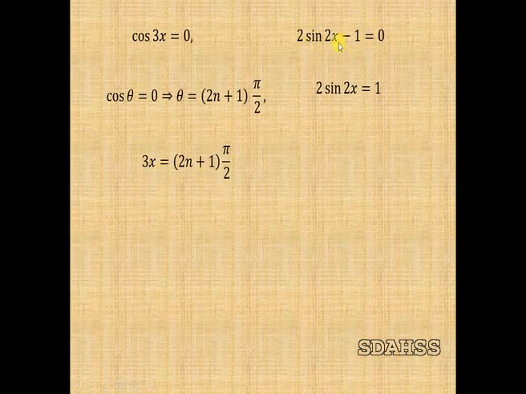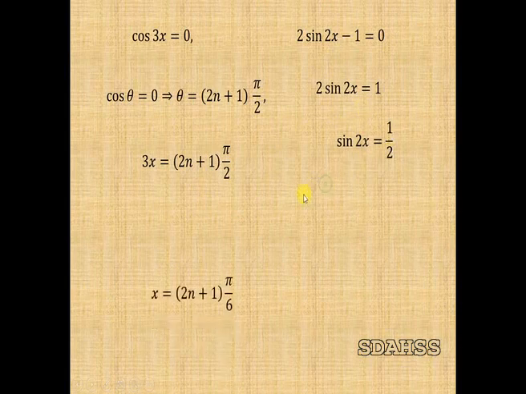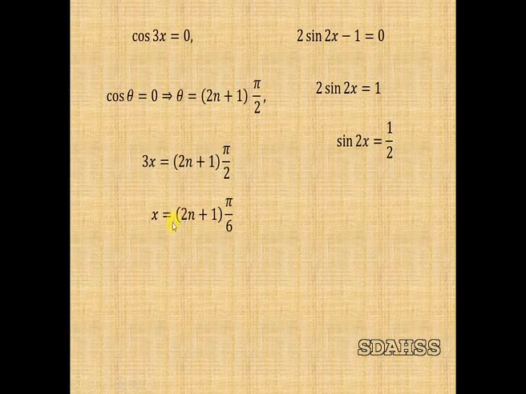Similarly, here you bring this minus 1 other side, we can write 2 sin 2x is equal to 1. Then sin 2x is equal to 1 by 2. Here divide the whole equation by 3. So you have x is equal to 2n plus 1 pi by 6. Here sin 2x is equal to 1 by 2 means sin 30 value, its value is 1 by 2. So 1 by 2 we can write as sin pi by 6. Sin 2x is equal to sin pi by 6. So alpha is equal to pi by 6. This is the form of sin theta is equal to sin alpha. So alpha is equal to pi by 6.